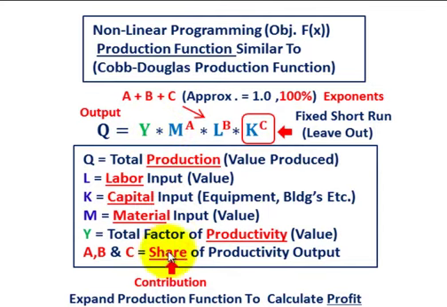That's the share of productivity, or the output, or what each one of these elements is contributing. Material is contributing a certain percentage to the revenue. Labor is contributing a certain percentage to the revenue. So that's really what these exponents are. So this is our production function that we're going to be using. Okay, so let's go and apply it.